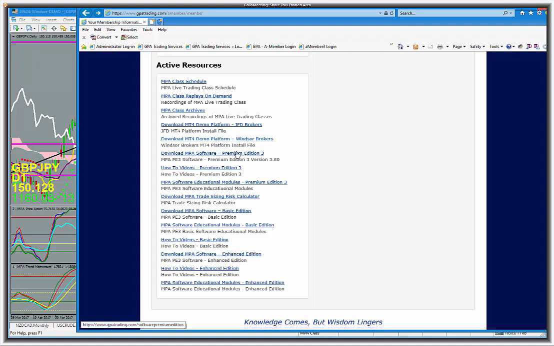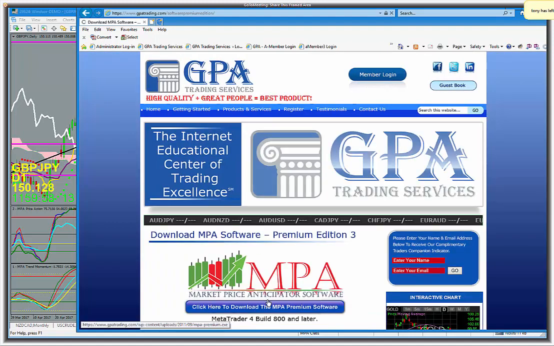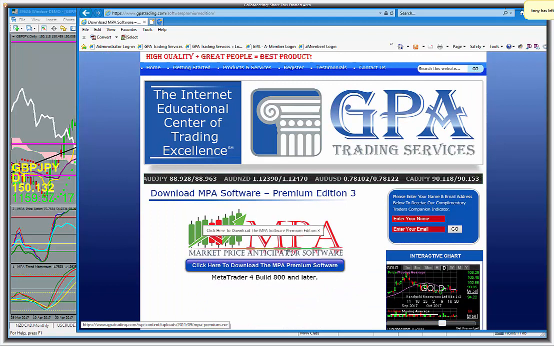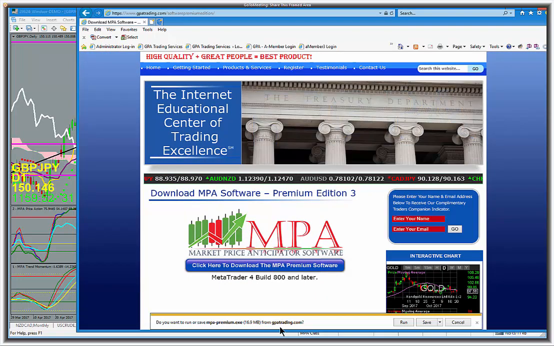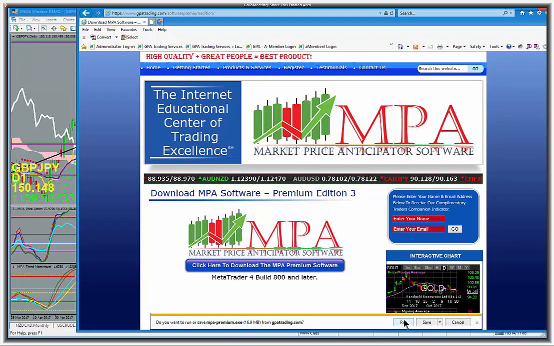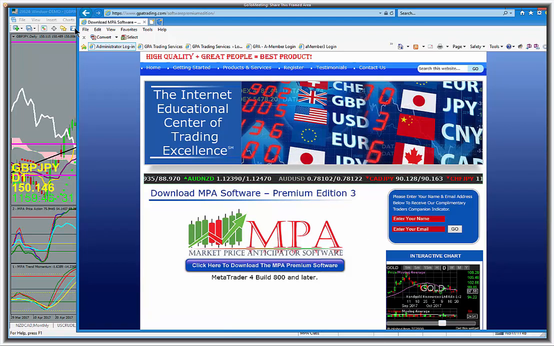And then we have learning modules. So you click on the download the Premium Edition 3 software. It'll show you this little logo we have. You click on that, and you'll see there's your download exe right there. You run it, you install it once you have the platform installed first. But all that is listed very specifically.